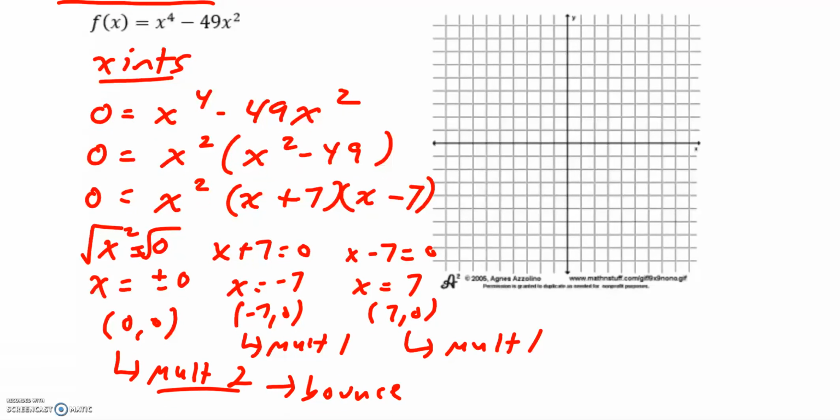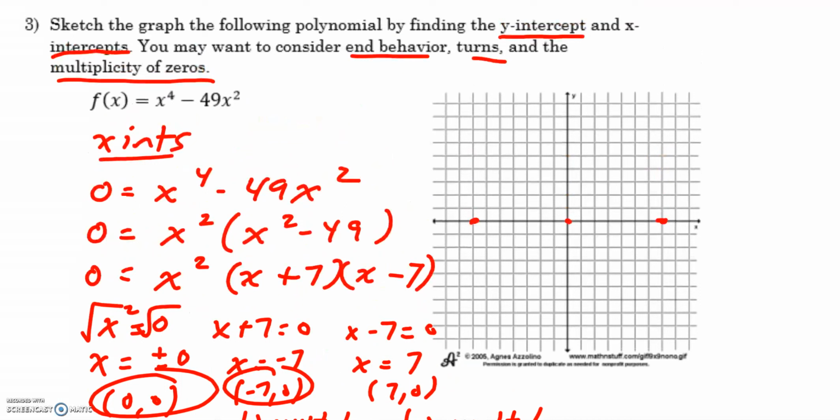So what I'm going to do is graph these roots: (0, 0), negative 7, 1, 2, 3, 4, 5, 6, 7, and then positive 7, 1, 2, 3, 4, 5, 6, 7. If I consider end behavior, I notice that my lead coefficient is positive and it is an even exponent, which means my graph is going to be more parabola-like. So I know my end behavior is going to start up and end up.